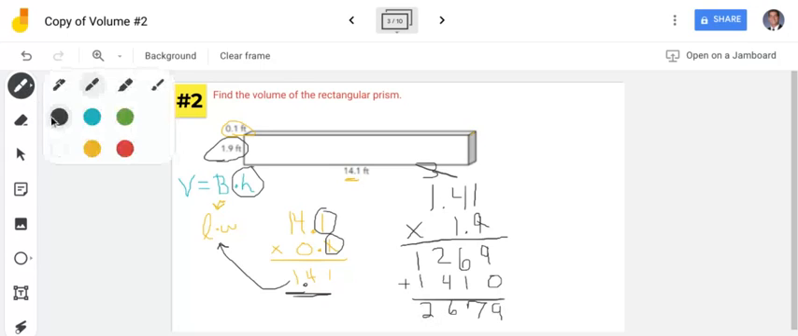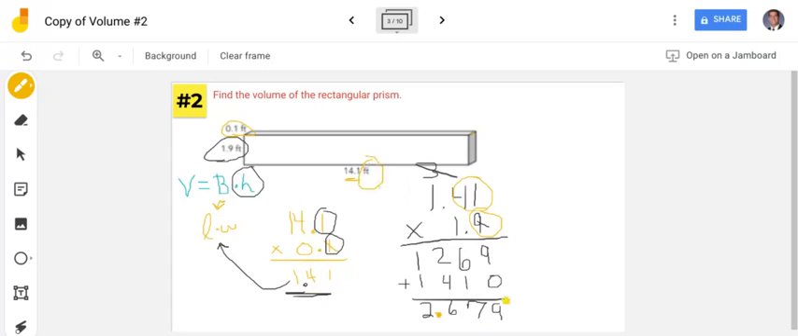Those are the digits of my answer. And when I multiplied, I had 2 digits after the decimal and 1 more. So that's 3 total. And so in my answer, there should be 3 total digits after the decimal. And so this right here, 2.679, that's my answer. But what's my label? My label is feet cubed. Cubic feet, because volume is in cubic units.